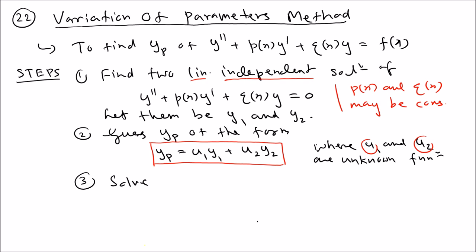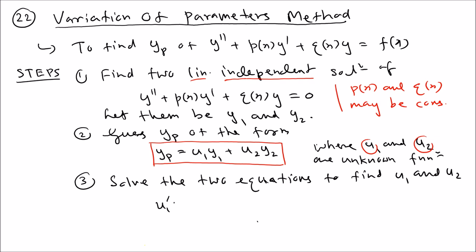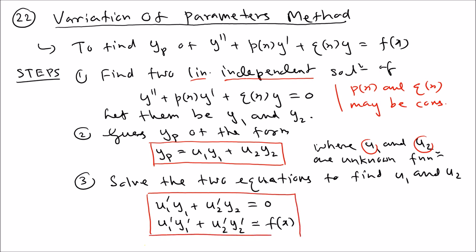We're going to solve the two equations to find u1 and u2. What two equations? These two. It is u1 prime y1 plus u2 prime y2 equals 0. That's one equation. The other equation is u1 prime y1 prime plus u2 prime y2 prime equals the function f(x). That's always the case. You're going to end up with these two equations. After you find u1 and u2, you plug in and you get yp. That's how you find the solution.